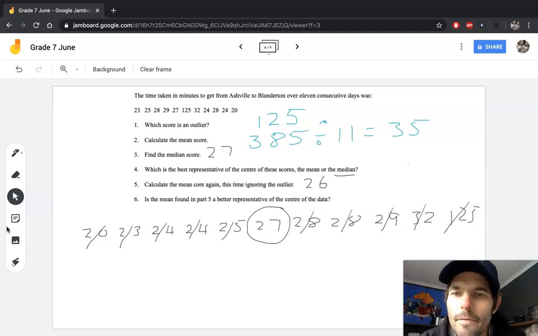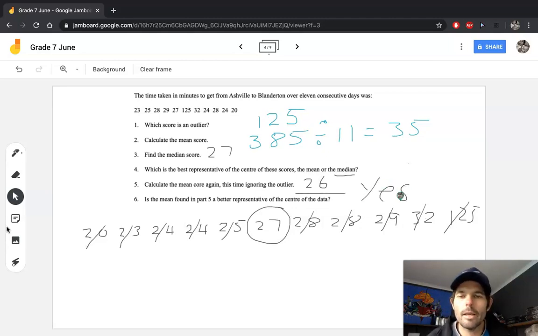In question 5, they've asked us to calculate the mean score again, this time ignoring the outlier. So if you take 125 out, you'll get 260, and then 260 will be divided by 10 entries, and that will give you an answer of 26. And then the last question, is the mean found in part 5 a better representative of the center of the data? And the answer there is yes. Okay, and purely because now that we've removed that outlier, it gives us a better representative of the other 10 scores. Okay, so yes would be your answer to question number 6.